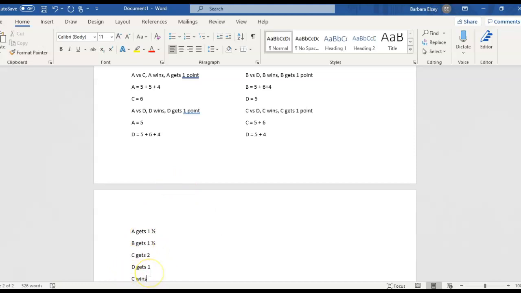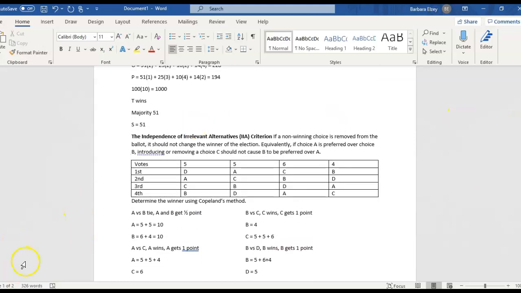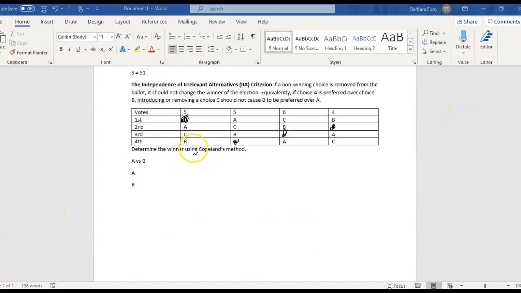Now, let's notice that D was in last. So removing D from the race shouldn't change the fact that C wins. But we're going to take a look at what happens when we remove D from the race. All right, so removing D, let's start with A versus B. Let's notice A gets these 5. A gets the second 5. B gets 6. And B gets these 4. Now again, we have a tie between A and B. So I'm just going to say tie here. You're going to get half each, but let's go to A versus C.